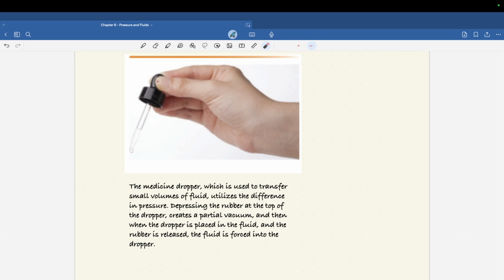And then if you want to transfer it to another part, when you reach there, press the rubber again and the fluid is forced out one more time. So that's how you could transfer. So there are a lot of simple applications where pressures are used, which many times we don't even realize.